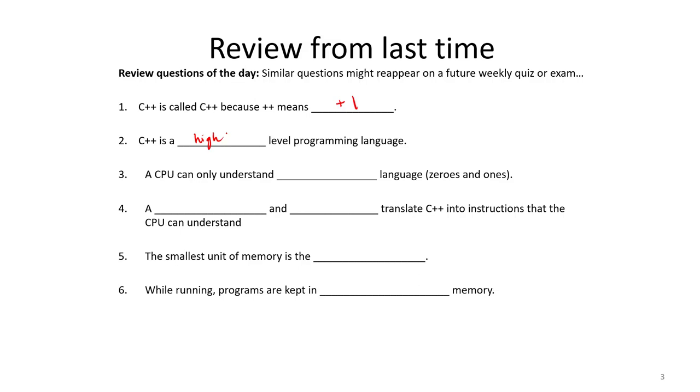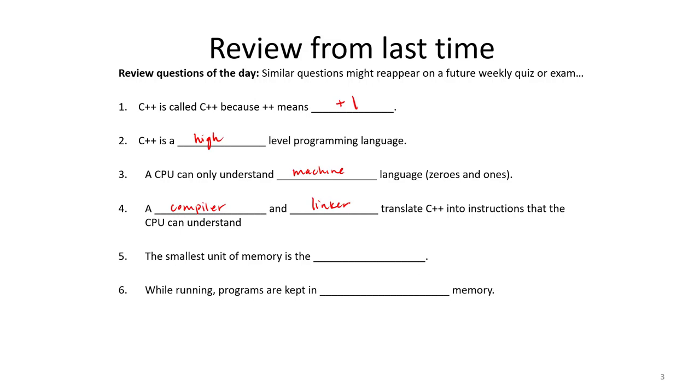Number 3, a CPU can only understand machine language. This is language written in zeros and ones, or binary instructions. Number 4, probably remember that a compiler and linker are needed to translate C++ into instructions that the CPU can understand.